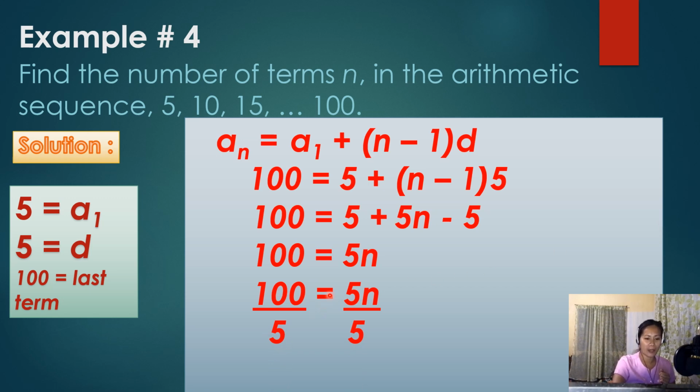100 divided by 5 is equal to 5n divided by 5. Then, we cancel. We'll get 100 divided by 5 is equal to 20. 5 divided by 5 is 1. So, 20 is equal to n. So, the number of terms in the sequence 5, 10, 15 up to 100 is 20. That means 100 is our 20th term.